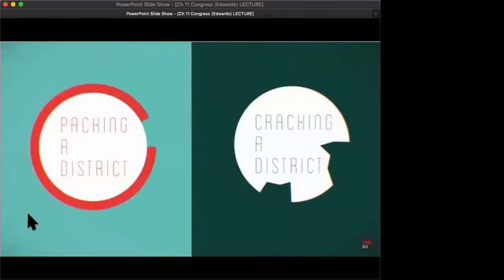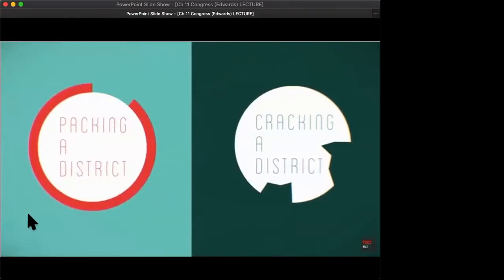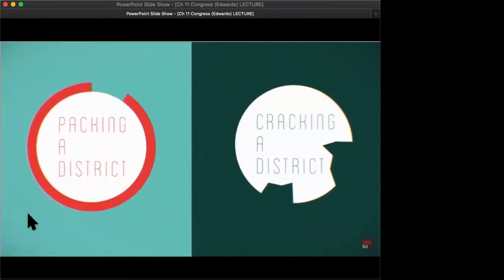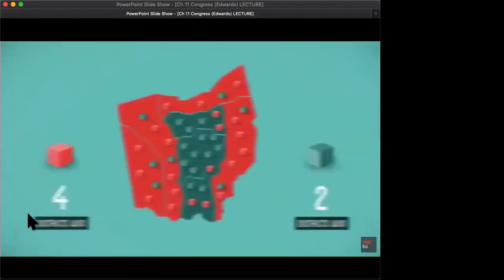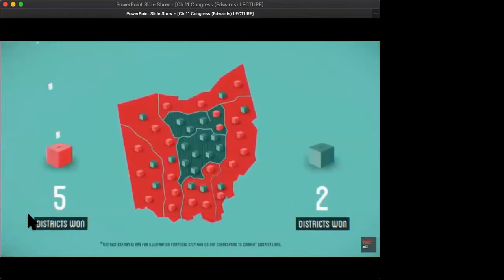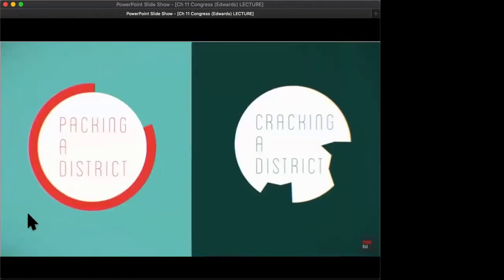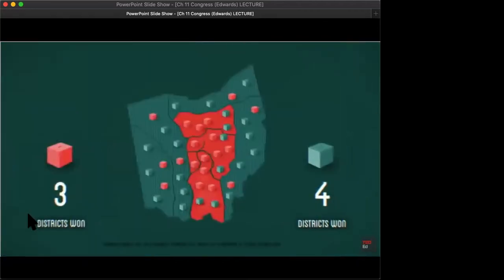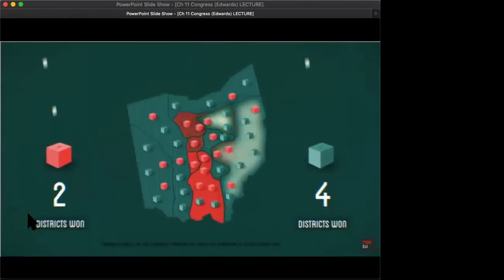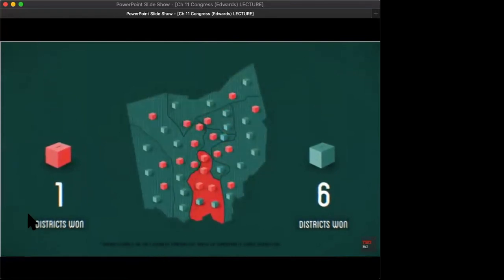So when would a party choose to pack their opponent's districts rather than crack them? Well, that really depends on what the party needs. To dilute your opponent's voters, you could pack them into one district and leave the surrounding districts filled with voters of your own party. Or, if you and your party are in power when it's time to redraw district lines, you could redraw districts and crack up a powerful district and spread your opponent's voters out across several neighboring districts.